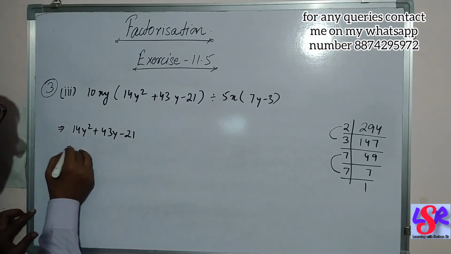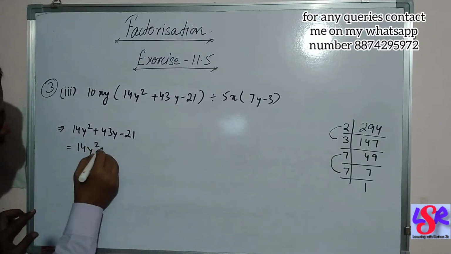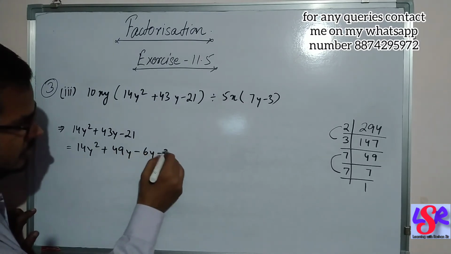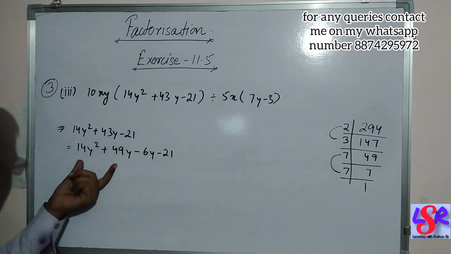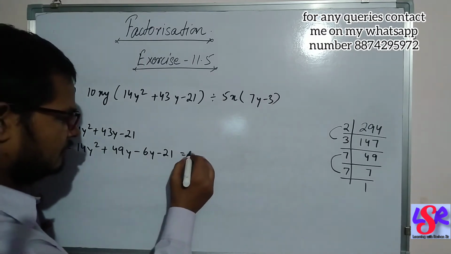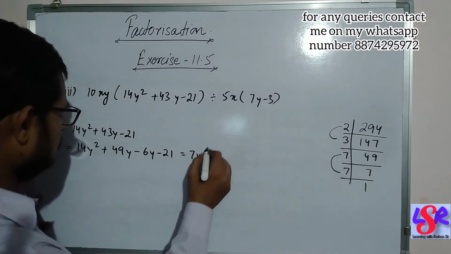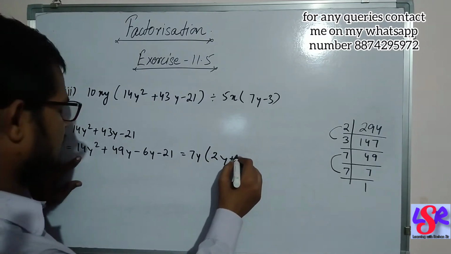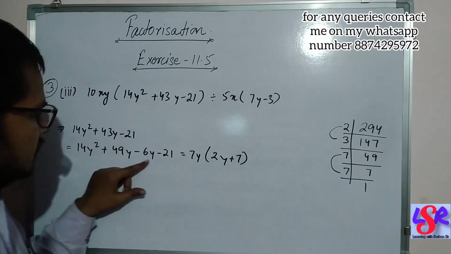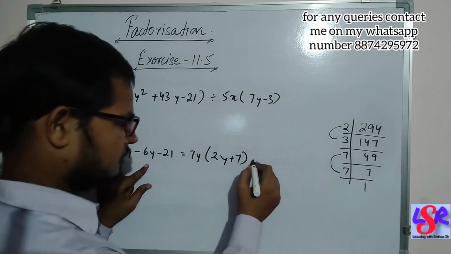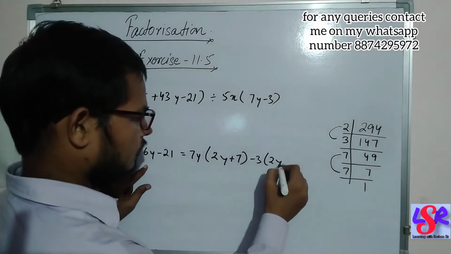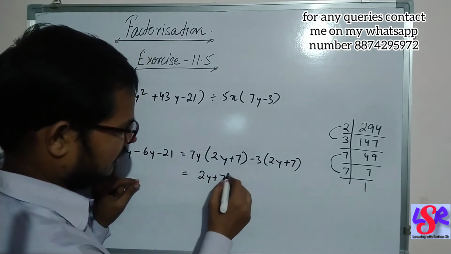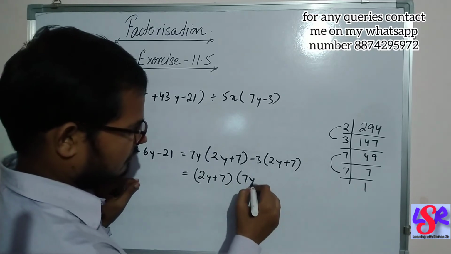So this can be written as 14y square plus 49y minus 6y minus 21. Now from these two we can take 7y as common and we're left with 7y, then 2y plus 7 from here, and from these two we can take 3 as common, minus 3, so 2y plus 7, and now 2y plus 7 can be taken as common from these two, 7y minus 3.